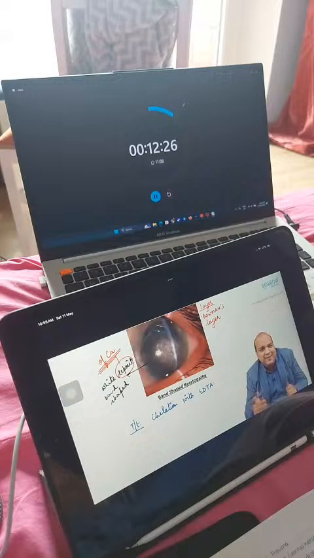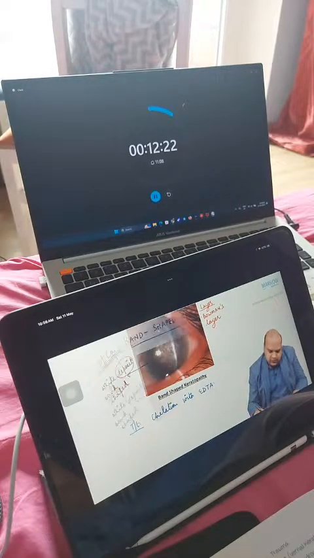That's what band-shaped keratopathy as a pathology is to us. Very simple to treat, very simple to identify. No confusion, I hope. Let's move on to the next condition.